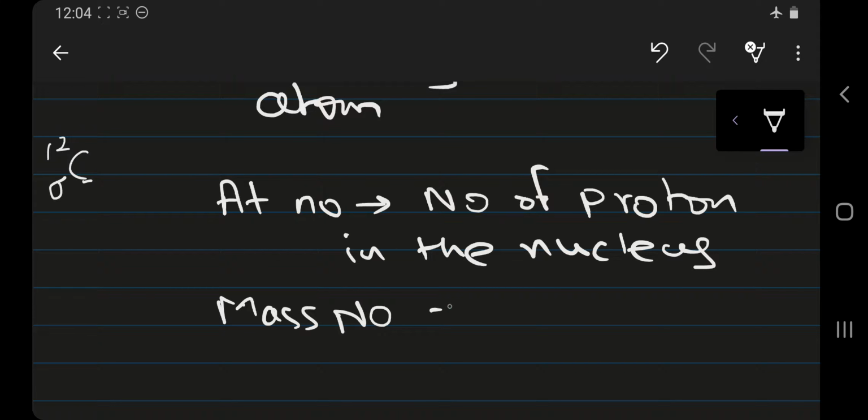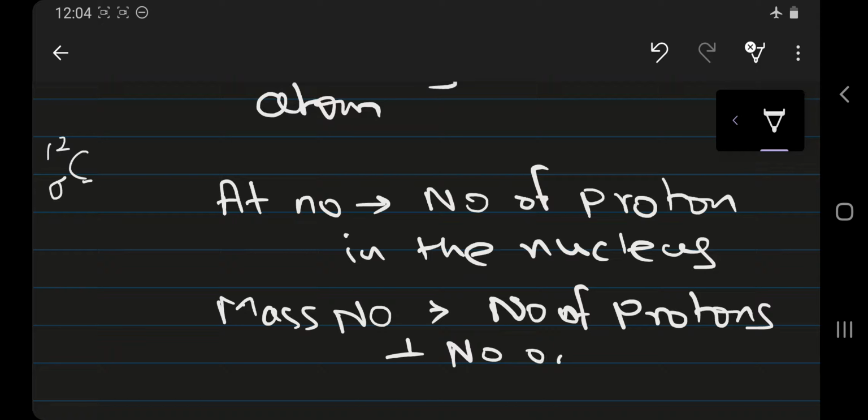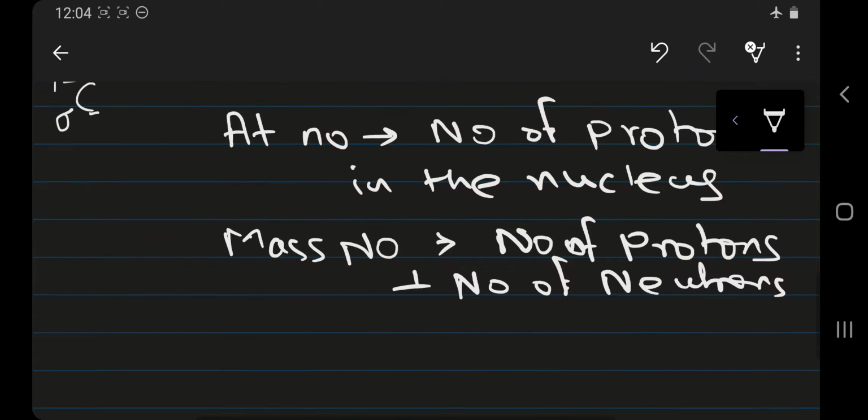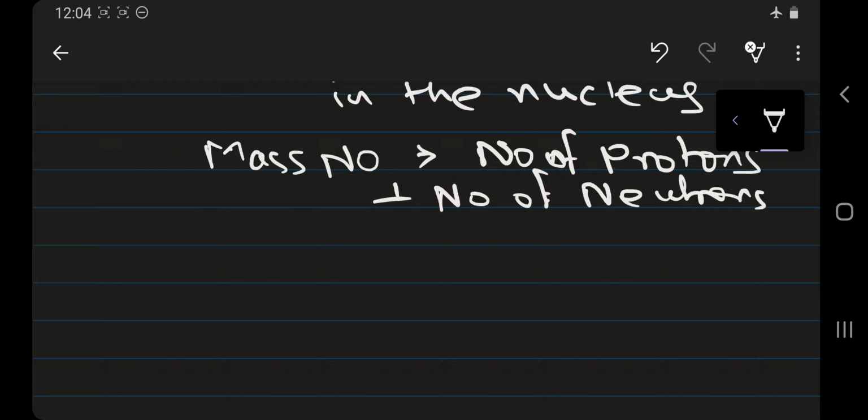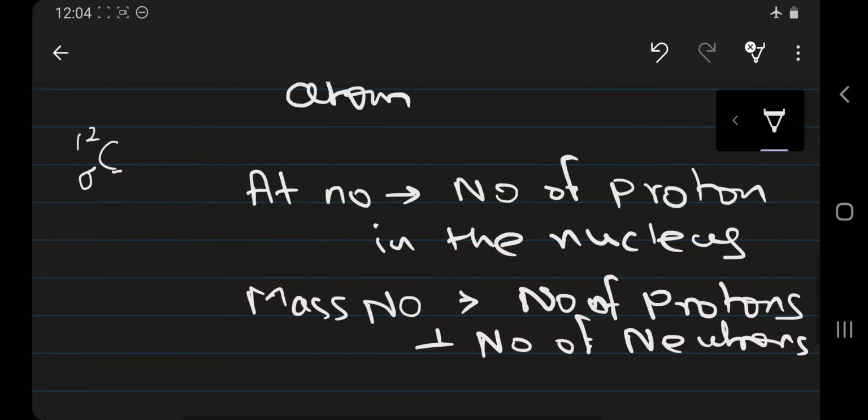Now what is mass number? Mass number is the number of protons plus the number of neutrons. Now the number of protons and number of neutrons inside the nucleus will form this mass number. Then for the carbon atom, atomic number is 6 and mass number is 12. Then we'll draw the carbon atom in this atomic representation.